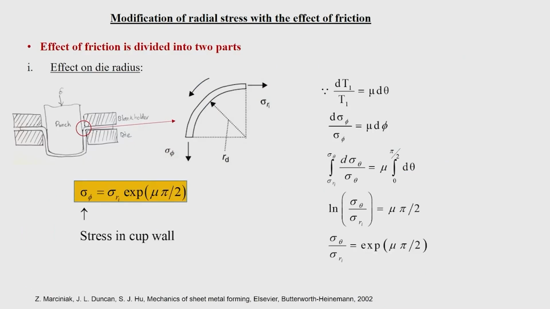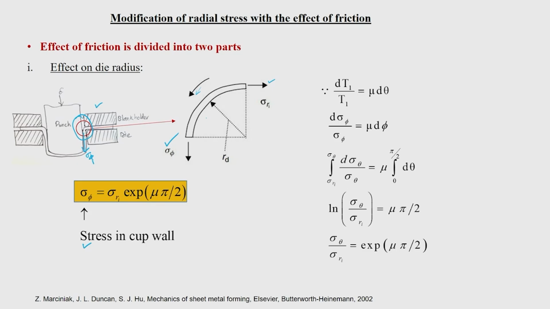So, when you speak about friction, we are going to divide this further into two parts. One is effect on die radius. You can see that for effect on die radius, I have mentioned this particular schematic which I showed you just before, and this particular location we are going to concentrate on, and that is actually zoomed in here. So you will see that in this the material is flowing in this direction, it is already given, and your sigma Ri is acting in this direction, which we just now saw, and the sigma Ri can be converted into sigma phi, which is actually stress in the cup wall. This is going to be your sigma phi.